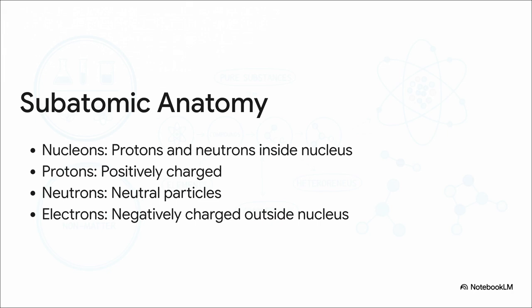Right in the very center, you have the heavy stuff, the nucleons. These are particles living inside the incredibly dense nucleus. They consist of protons, which carry a positive charge, and neutrons, which are perfectly neutral, no charge at all. And then, flying around outside this nucleus in distinct paths, you have the electrons. These are incredibly light, negatively charged particles. And it's this exact delicate balance of positive protons and negative electrons that gives matter all of its chemical properties and makes our entire physical universe work.